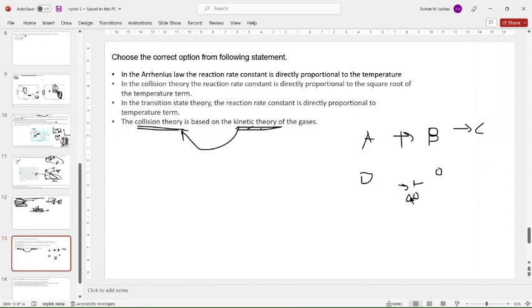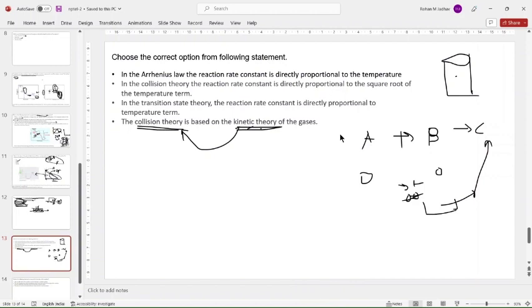Now, since collision of the molecules itself is a big factor, and this theory is based on the kinetic theory of gases, which defines how gas molecules behave inside a closed container and how the interactions between different gas molecules show how the kinetic energy of the gas molecules changes due to the collisions. Based on that, this theory is also collision theory. Which means that this is a correct statement. Then we have transition state theory.